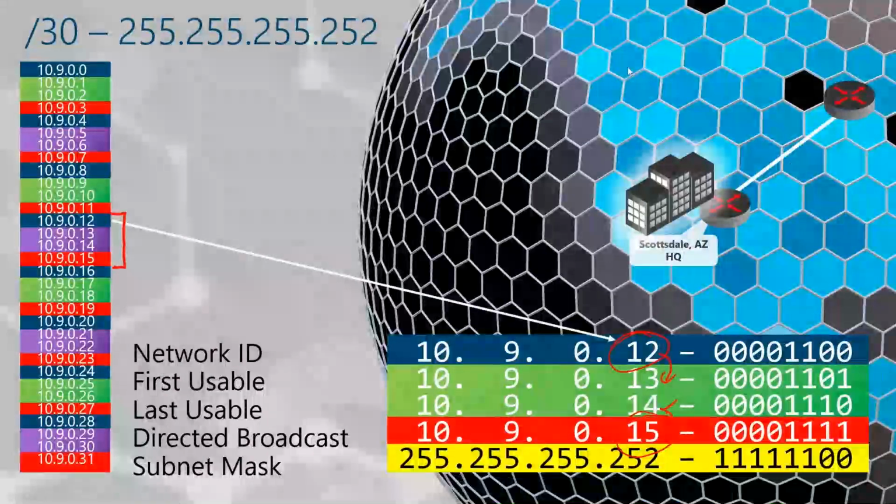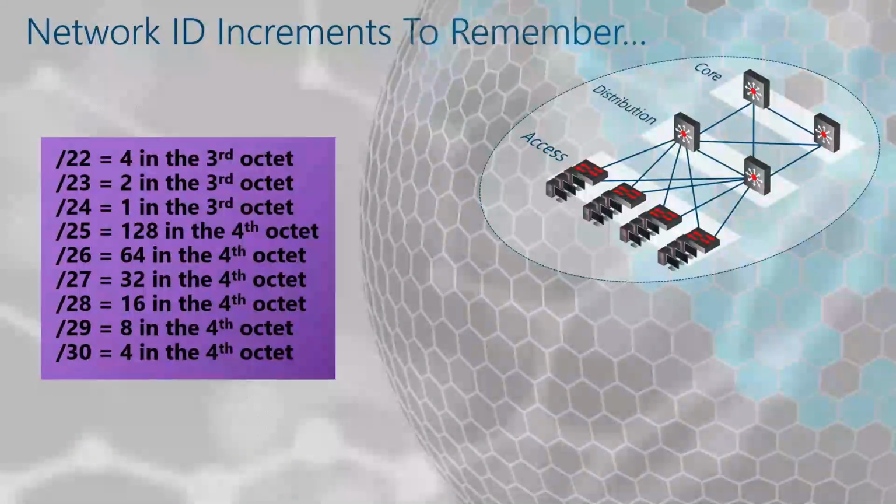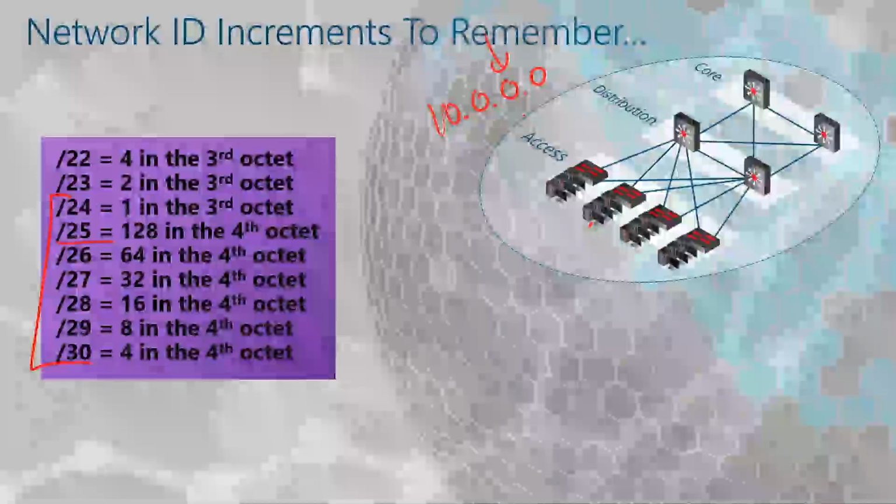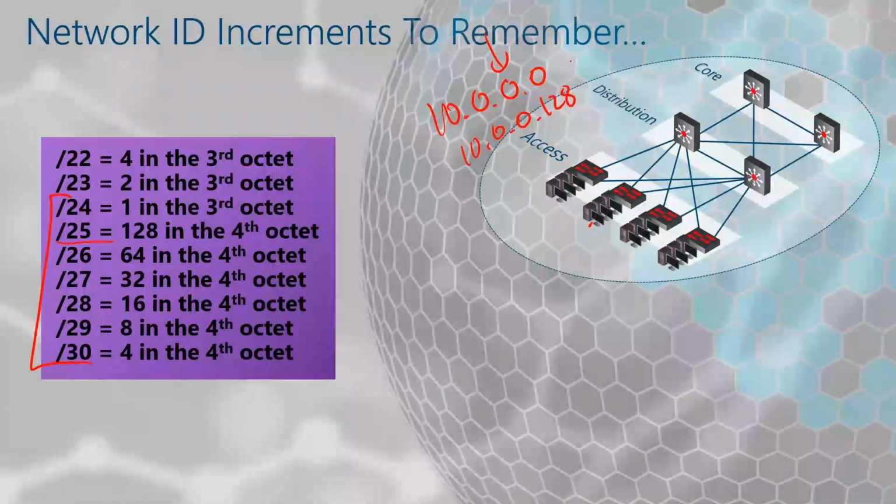Right. So far, what have I taught you in this particular case? I've taught you to make sure that you absolutely are familiar with what you're counting by for all of these. What did I explain to you? Counting by 1 in the 3rd octet for a /24. So that way you are 10.0.0.0, then you're 1.0, 2.0, 3.0, 4.0 in the 3rd. But now if we're doing a /25, then you'd be counting by 128 in the 4th. So 10.0.0.128 in the 4th. Then your next one would be 10.0.1.0 and then 1.128, because we're counting by 128s as we go up in our network IDs.